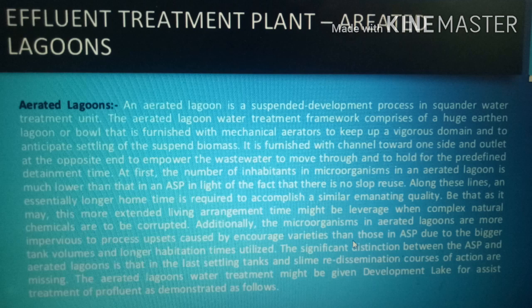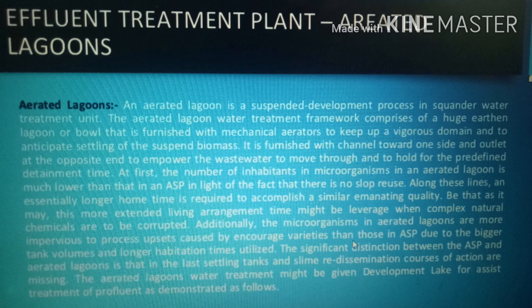Initially, the population of microorganisms in an aerated lagoon is much lower than in the ASP because there is no sludge reuse. Therefore, a significantly longer residence time is required to achieve the same effluent quality. However, this longer residence time can be leveraged when complex organic chemicals are to be degraded. Additionally, the microorganisms in aerated lagoons are more resistant to process upsets caused by feed variations than those in ASP due to the larger tank volumes and longer residence times used.